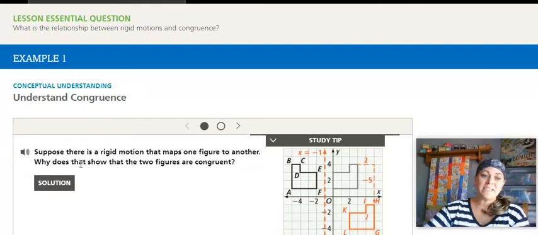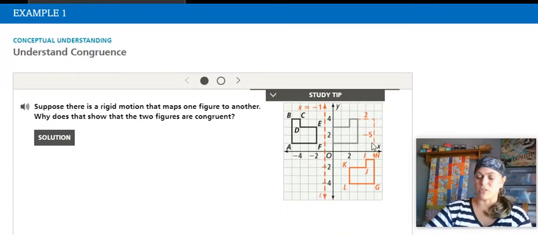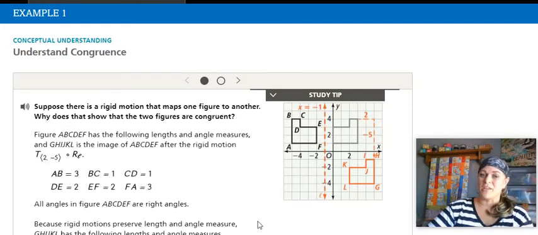It says, why does that show that 2 figures are congruent? So why would moving it around show that they're congruent? So that's what we're going to talk about. So if you look at this first polygon, ABCDEF has the following lengths and measures. So it's telling you, here's the lengths of each of the sides, and it wants you to do rigid motion.